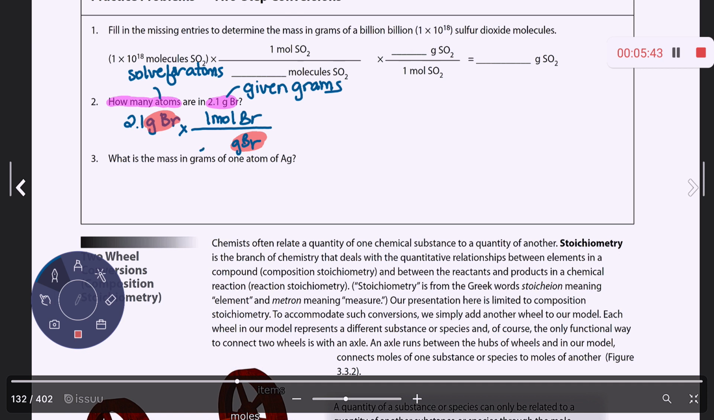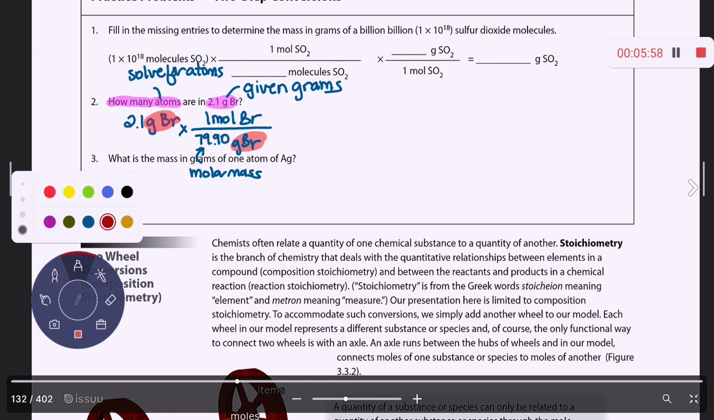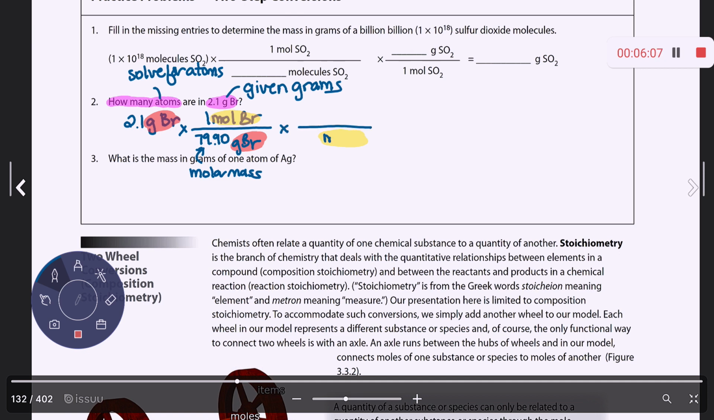We put the molar mass here next to grams. If you look at your periodic table, bromine's molar mass is 79.90. Then this moles of bromine follows us onto the diagonal because we're trying to cancel it, so the number 1 goes next to moles. We're going to atoms, which is an item or a thing, so we put atoms of bromine here, and then you put Avogadro's number in front of it. This is 6.02 times 10 to the 23rd.